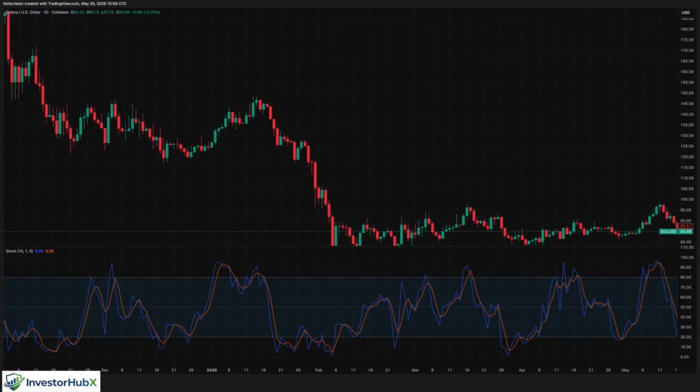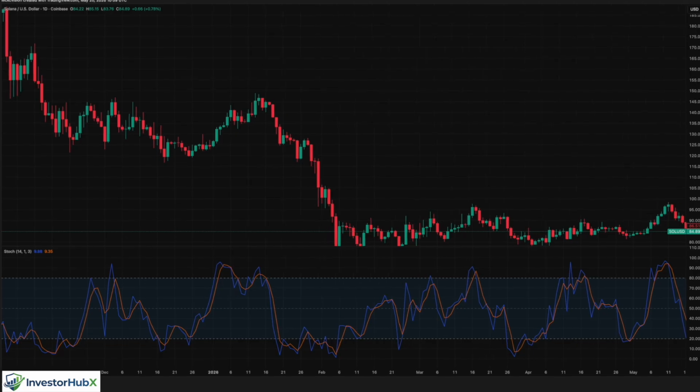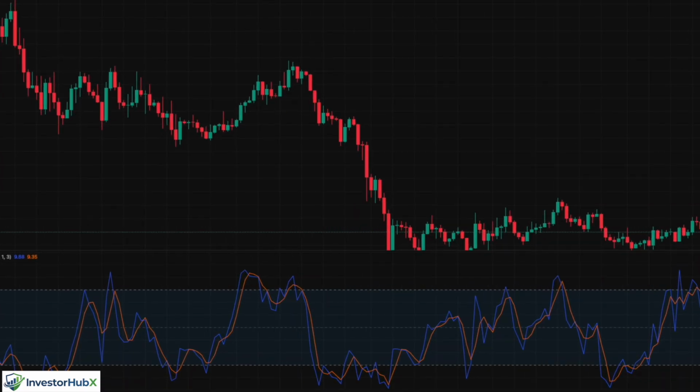Now let's look at an example. This is Solana on the daily time frame. Here we can see a bearish divergence. Price is making a higher high, while the stochastic oscillator is making a lower high. This suggests that momentum in the uptrend may be weakening. Although price continues moving higher, the strength behind the move is beginning to fade.